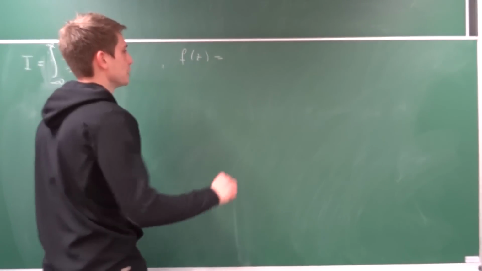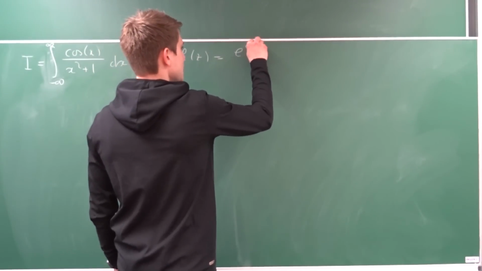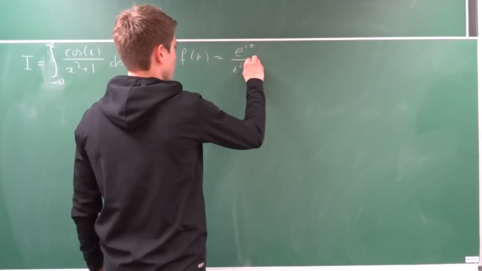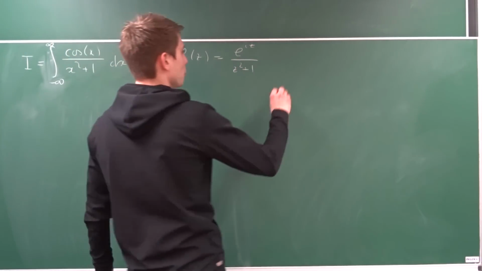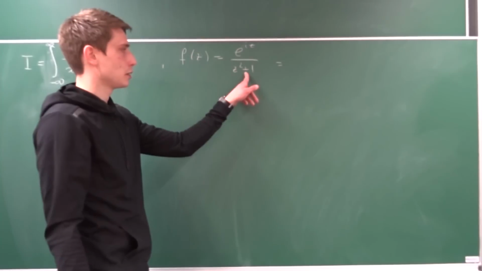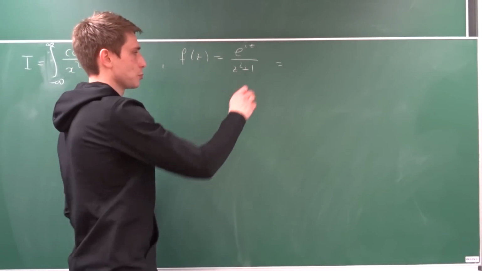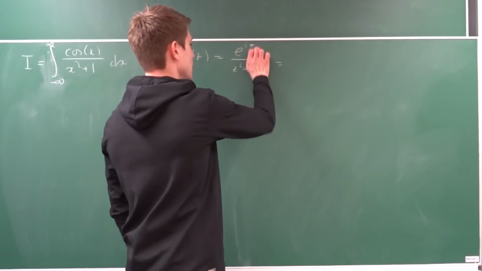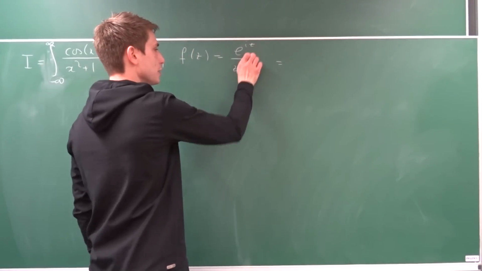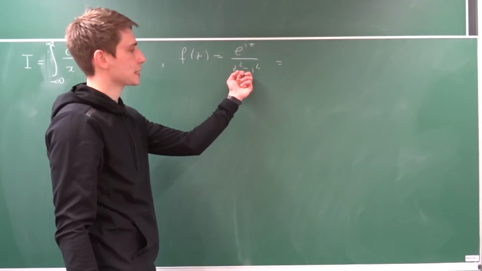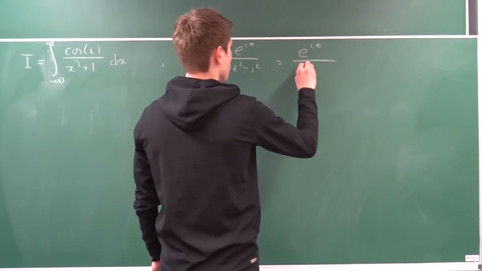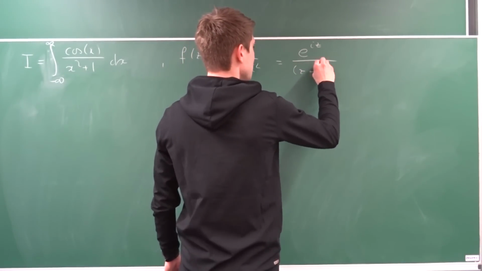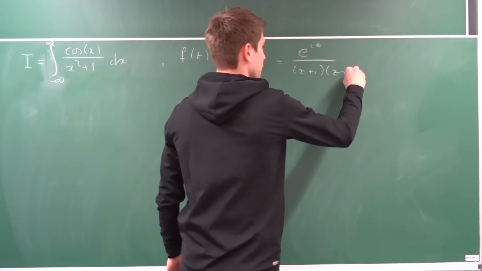And we are going to define it as follows. This is e to the i z over z squared plus 1. You will see why I'm doing this in a minute. Okay, but we can rewrite this. I hope you can see that this positive one is nothing else than i squared, but with a negative sign. So that makes the difference of two squares, and we can factor this. So we have e to the i z over z plus i and z minus i.